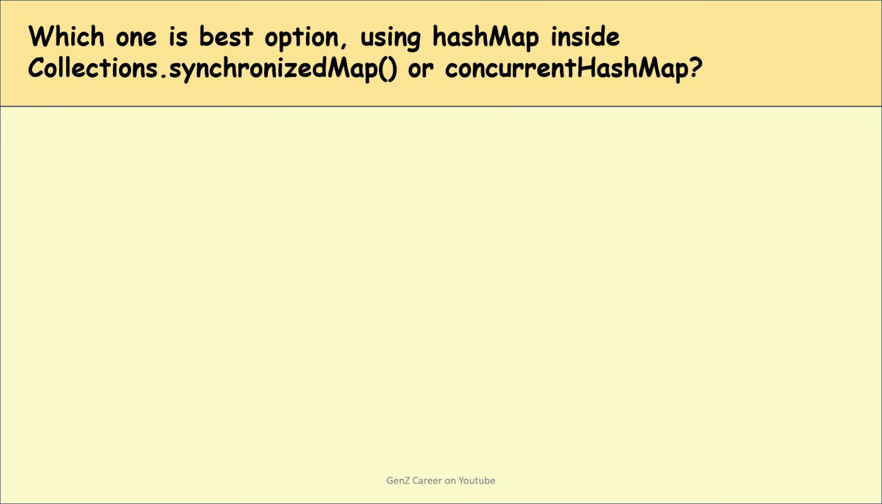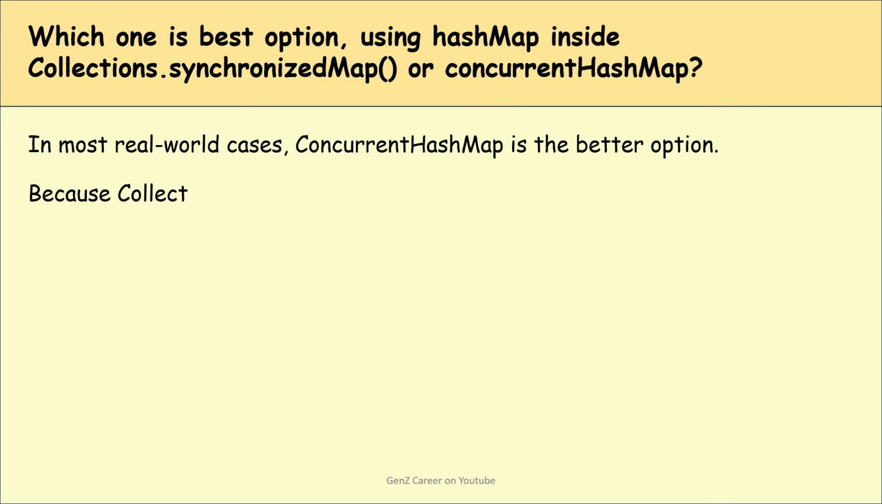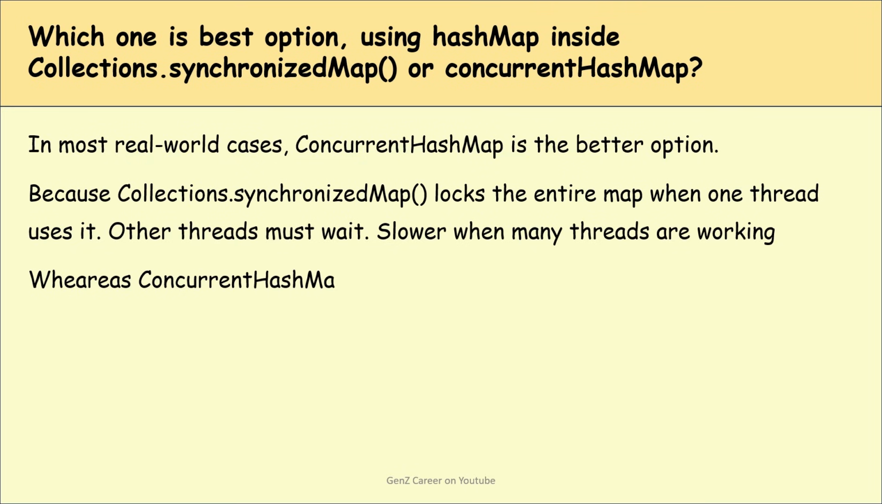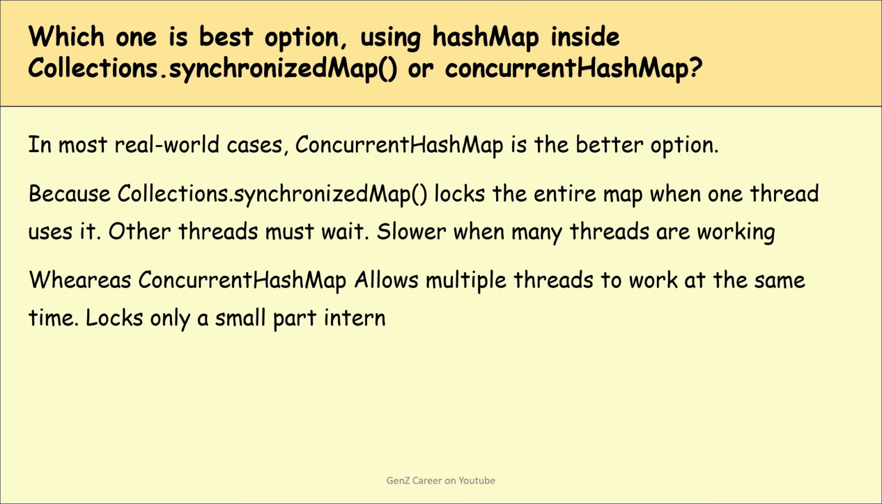Next question is which one is the best option, using HashMap inside Collections.synchronizedMap or ConcurrentHashMap? So this is a very tricky question. In most real world cases, ConcurrentHashMap is the better option because Collections.synchronizedMap locks the entire map when one thread uses it. Other threads must wait, which is slower when many threads are waiting, whereas ConcurrentHashMap allows multiple threads to work at the same time. It locks only a small part internally, not the whole map. That's why ConcurrentHashMap is the better option.